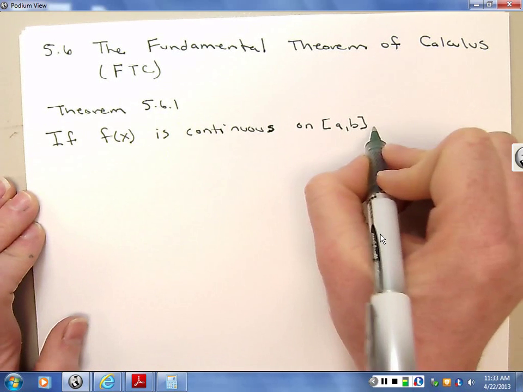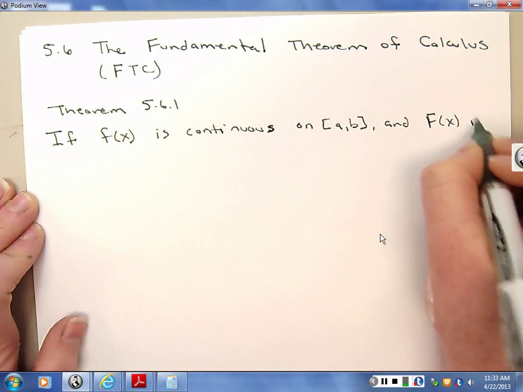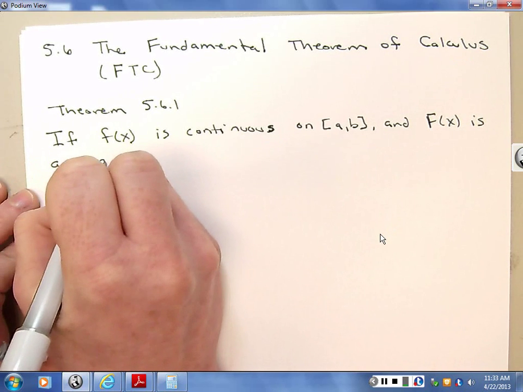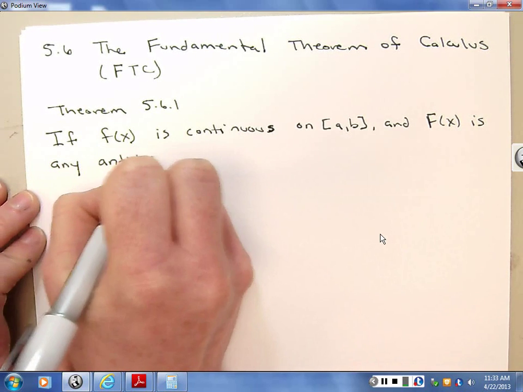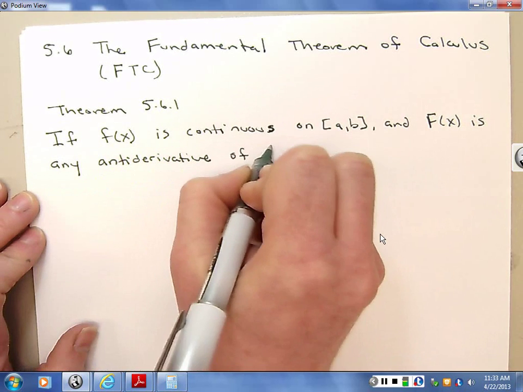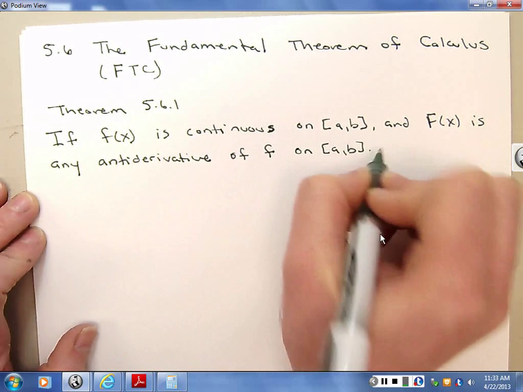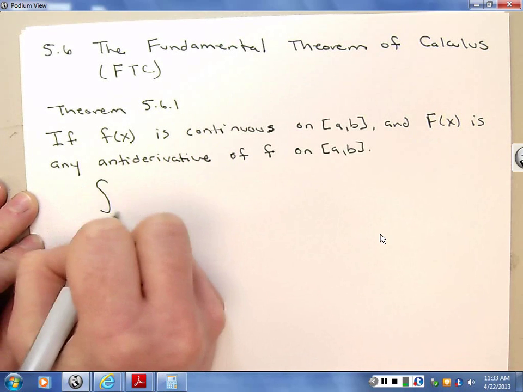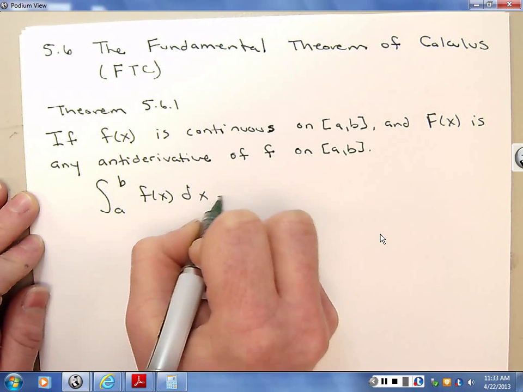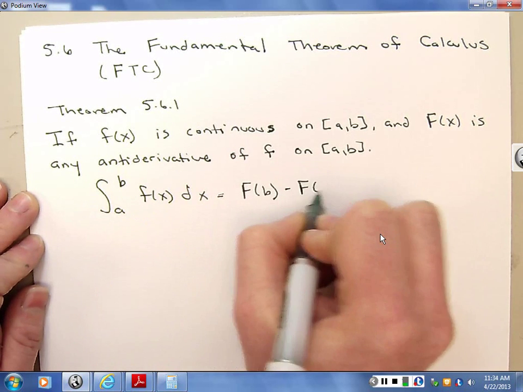And more so, capital F of x, the antiderivative, is any antiderivative. But this antiderivative works on the whole interval. So if this happens, we have the integral from a to b of f of x dx is noted as the antiderivative at b minus the antiderivative at a.